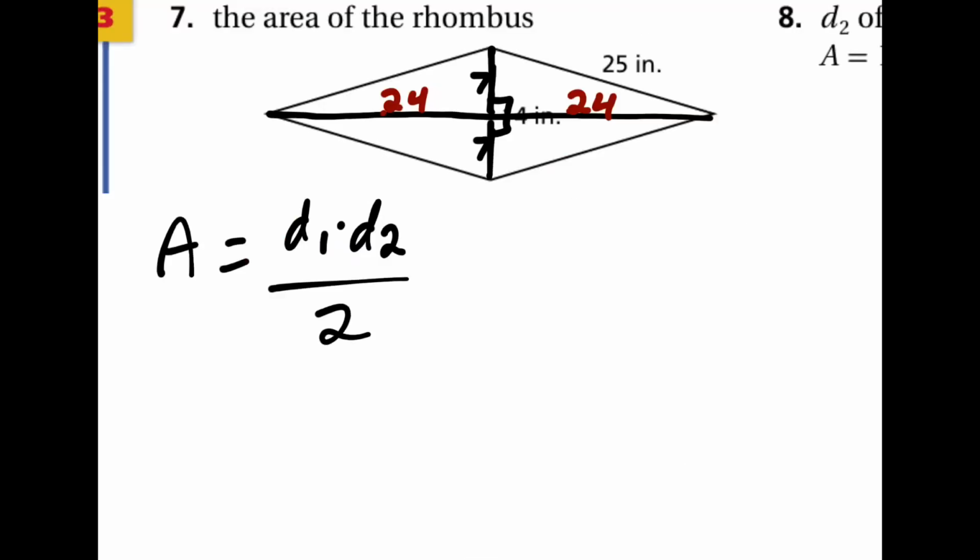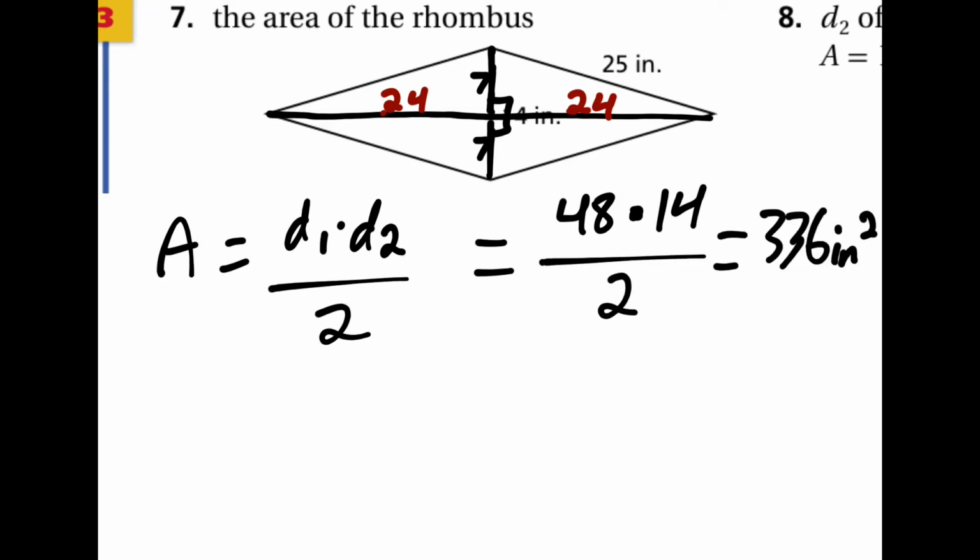So if I go back to my formula, diagonal 1 times diagonal 2 divided by 2, now I know my diagonals. One of them is 48, that's 24 plus 24. The other one is 14, that's 7 plus 7. And I divide this whole thing by 2. My final answer is 336 inches squared.